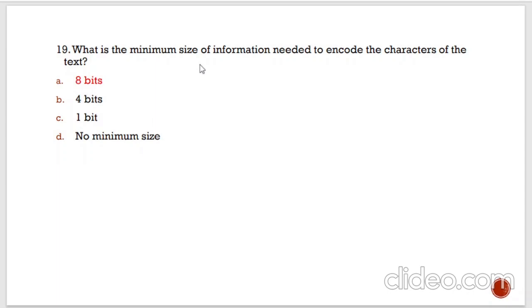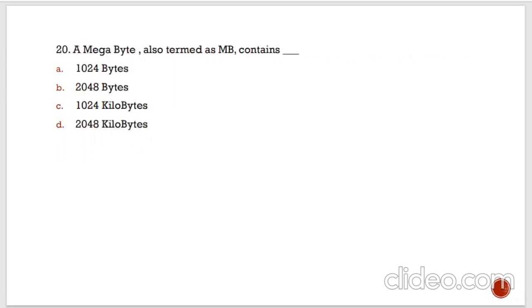If you have a particular letter A, it will be changed into decimal format, and that decimal or integer number will then be changed into its ASCII code. ASCII code is one of the encoding formats. We will discuss all this in the next video lectures. So 8 bits is the minimum information to encode particular characters or text.